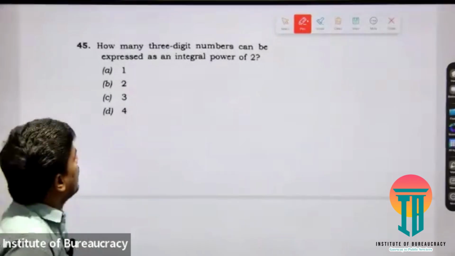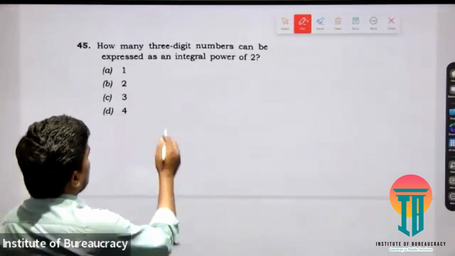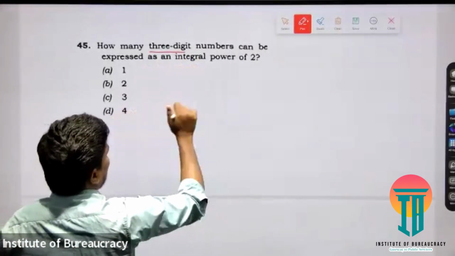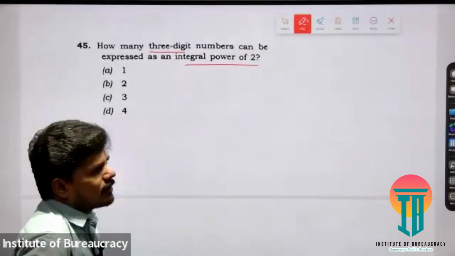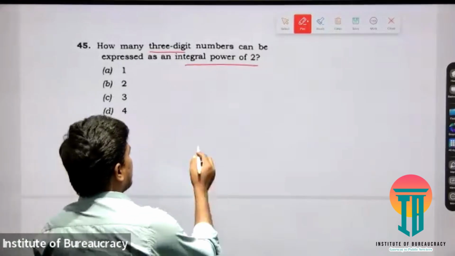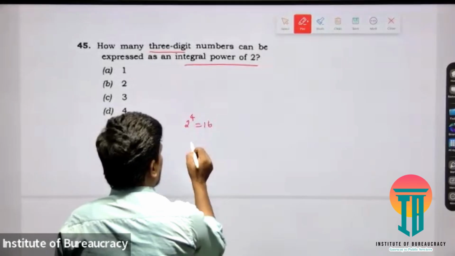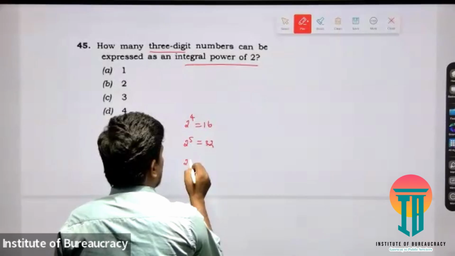Okay, the next one. How many three-digit numbers can be expressed as an integral power of 2? When you increase the power of 2, how many three-digit numbers can come? Suppose you take 2 power 4, it is 16. 2 power 5 is 32.